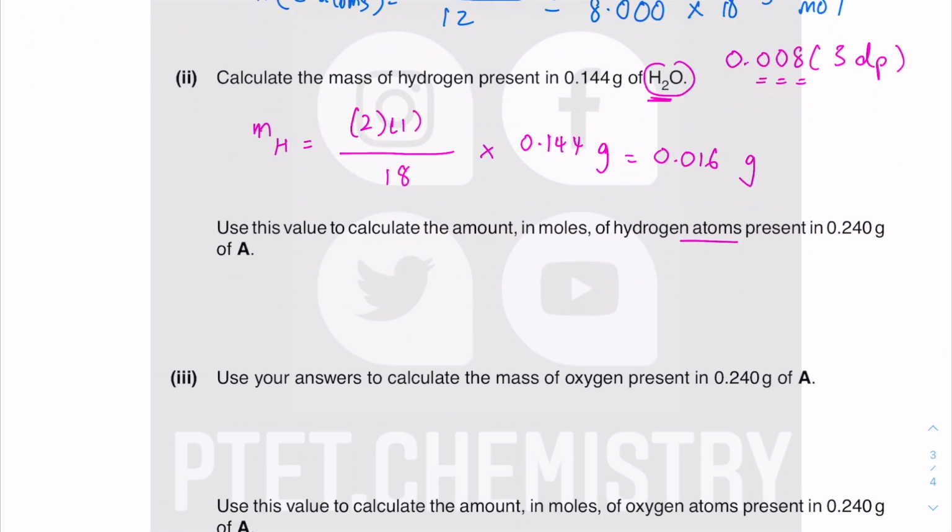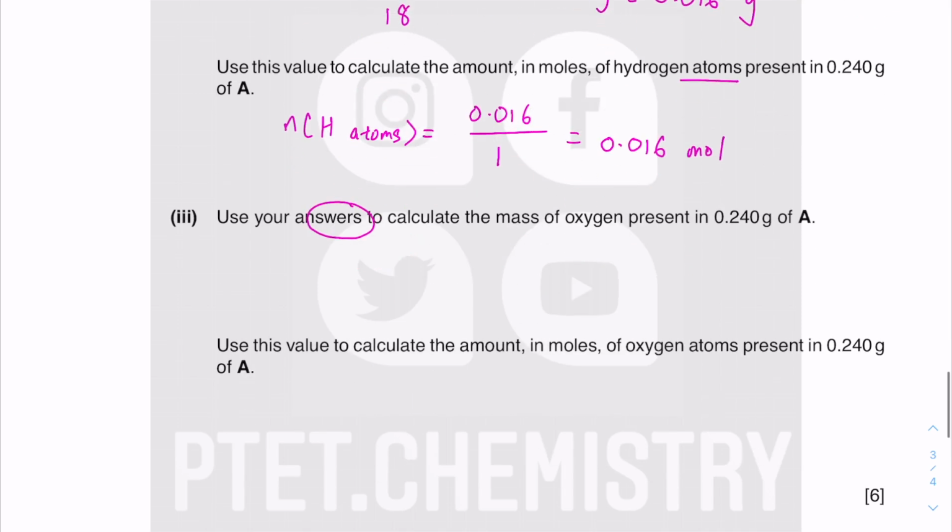Now I want the mole of hydrogen atoms. So the mole of hydrogen atoms is mass over Mr. So don't forget, always think about, is it atoms or is it molecule? So it's just divided by 1, which is just 0.016. Oops, not gram, but mole. Now use your answers to calculate the mass of oxygen present in A.